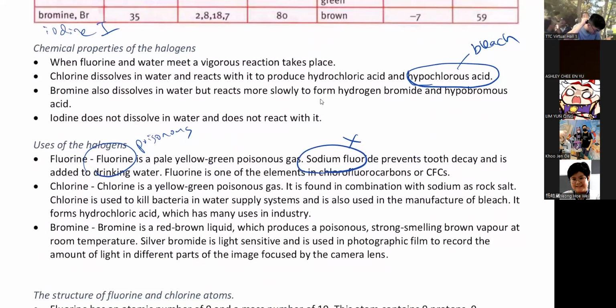Next, chlorine. Chlorine, they add it too in your water. Your drinking water, the government already adds chlorine.